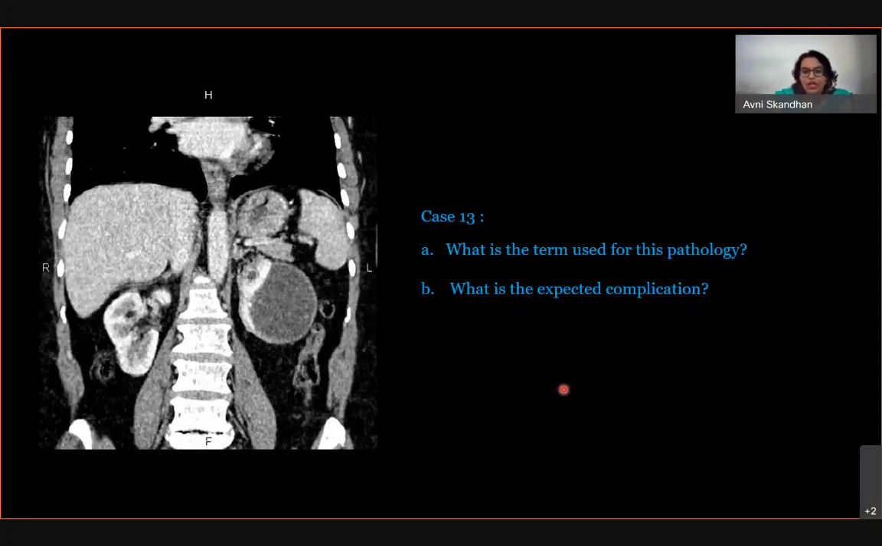Now, what is the term used for this pathology and what is the expected complication of this? Very good. I got a couple of answers. That's not caliectasis. Okay, it is Page kidney, yes. Yes, there's a subcapsular collection. Very good. So I got all the terms that I wanted: subcapsular collection, Page kidney, and hypertension. These are the three things I want to hear when I see this. Yes, you will get secondary hypertension. So these are the three things that I wanted to hear from you guys.